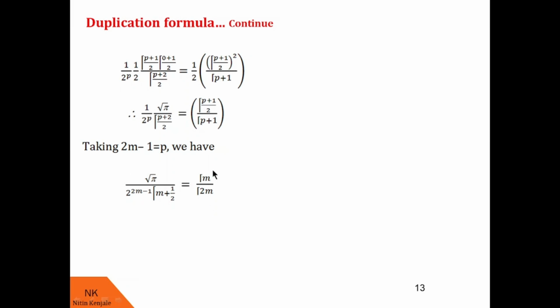Now we simply cross multiply these elements to get 2 raised to 2m minus 1 into gamma m into gamma m plus half is equal to root pi into gamma 2m. Hence the duplication formula. I hope you understood these properties of beta functions.